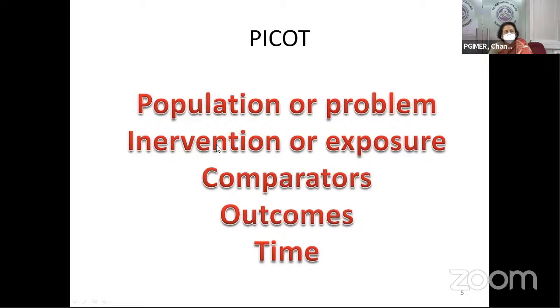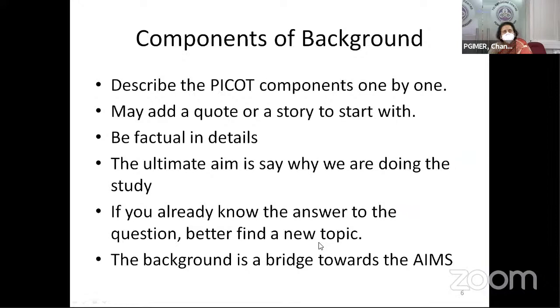Intervention or exposure, that is I or E. Then is the comparators, then is the outcome, and then it is the time. So then we will be going to the background and the various components which are there in the background. A part of this will also be taken up by my next speaker, Dr. Anil Chauhan, in which he'll be talking about the background in greater detail.